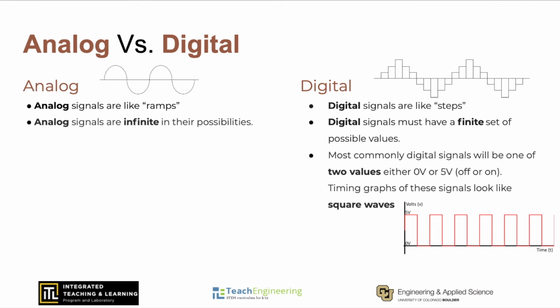For example, for a range of analog values between 0 and 1, you can have values like 0.1, 0.001, or 0.0001, and so on. On the other hand, the digital values could only be 0 or 1.